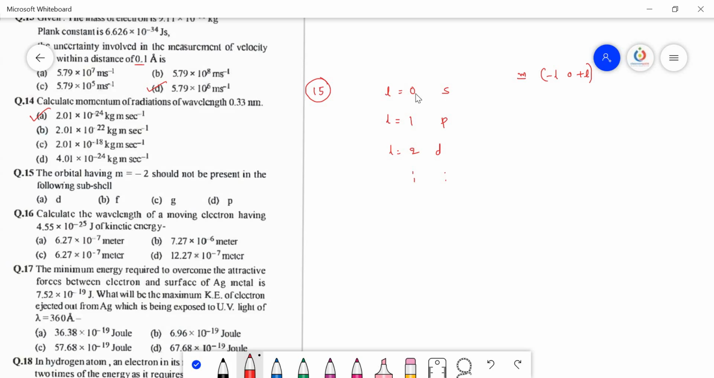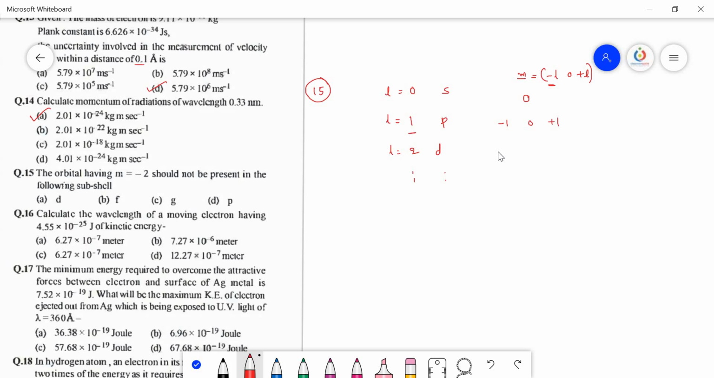So in the case of the s orbital, it is 0, 0, 0. So the m value is always 0 only. And for the p orbital, the possible m values for the p subshell are minus 1, 0, plus 1, because the L value for the p orbital is equal to 1. So m values always start from minus L, 0, plus L. That means here L is 1, so we have to write minus 1, 0, plus 1.